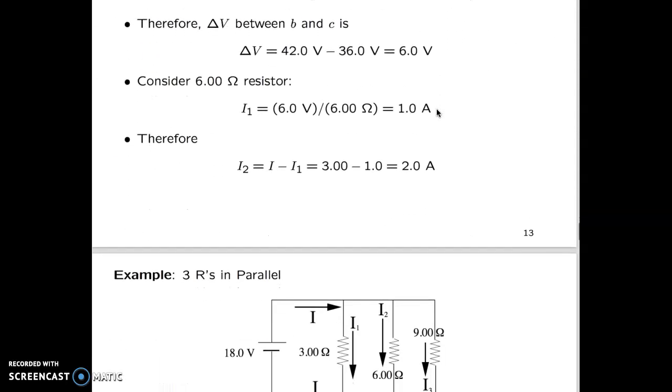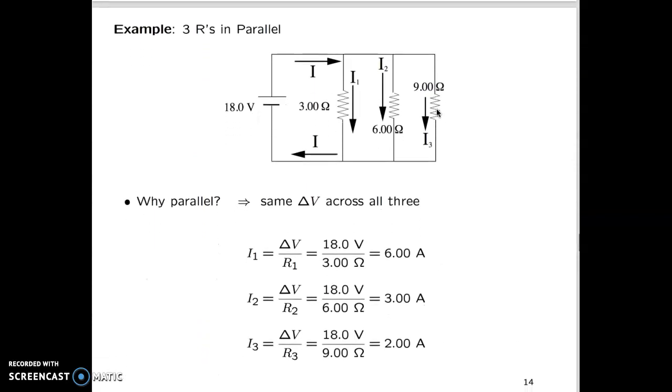Okay, so let's move on. We'll do one more example. 3 resistors in parallel. Okay, so we have an 18 volt battery, and some amount of current is drawn from it, and that will be determined by the configuration of these three resistors: a 3 ohm, a 6 ohm, a 9 ohm resistor. And now we have a current I, which goes through this part of the circuit.